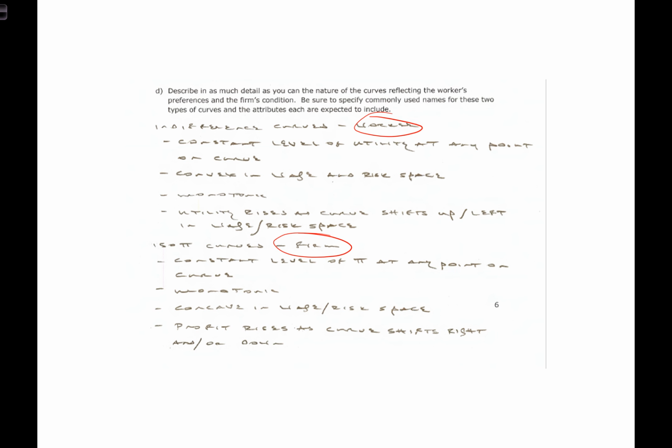But we're looking for, in the indifference curve or the utility curve, saying that the level of utility is constant at any point on the curve. That's part of being an indifference curve. If it's in wage and risk space, then it's convex. Or if it's in wage and benefit space, it would be concave, of course. It's monotonic, which means it's not changing directions. If it's wage and risk space, as utility rises, the curve shifts up and to the left.